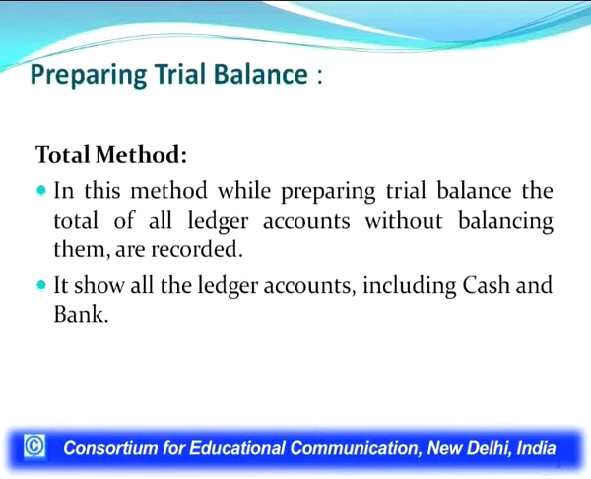So, all ledger accounts, without balancing them, only the total. It means the total will be there for both side transactions. There may be the total on the debit side and total on the credit side. Both items shall be carried to the trial balance. So, it shows all the ledger accounts, even if they may not have any balance, because if the total of debit and credit is equal, there will be no balance in the ledger account. That is also to be shown in the trial balance in this method.